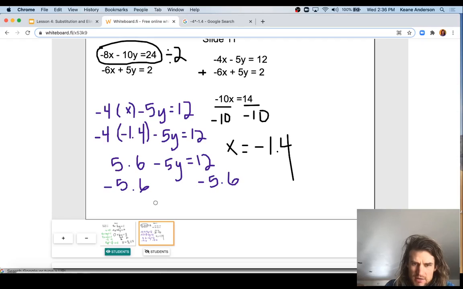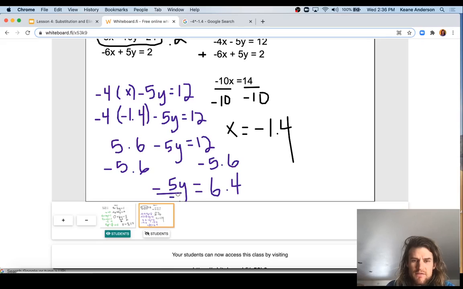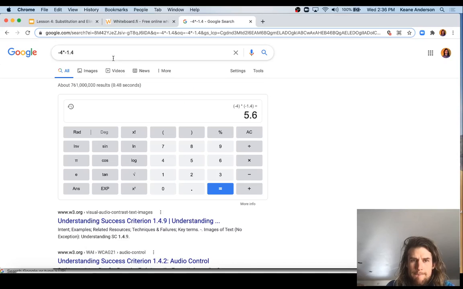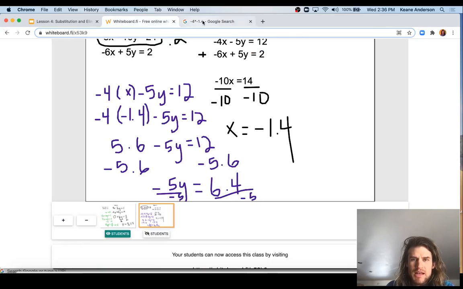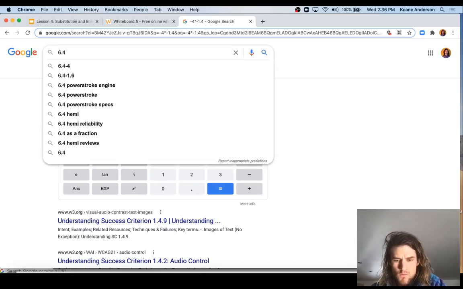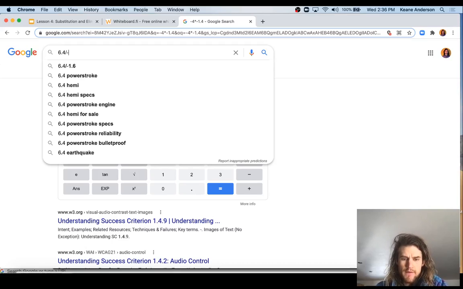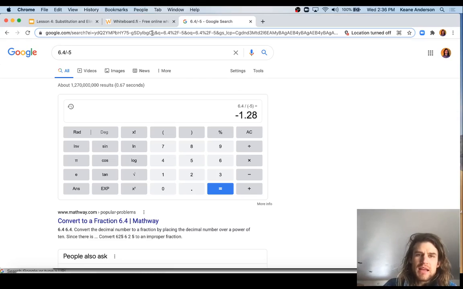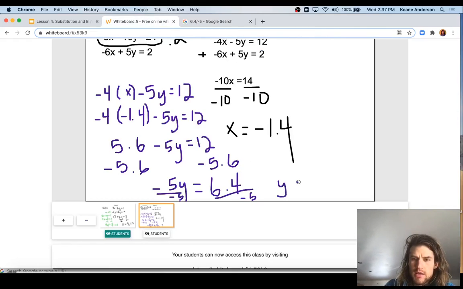We're going to subtract 5.6 from both sides. And wow, this is getting complicated. That's great. We're going to get negative 5y equals, let's see, can I do that in my head? I believe 6.4. Okay, last thing we need to do is divide both sides by negative 5. What is it? 6.4 divided by negative 5. That is going to be negative 1.28. So y equals negative 1.28.